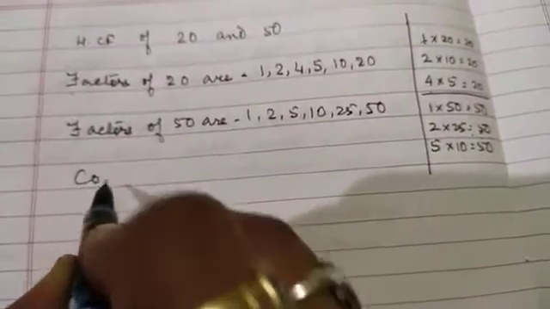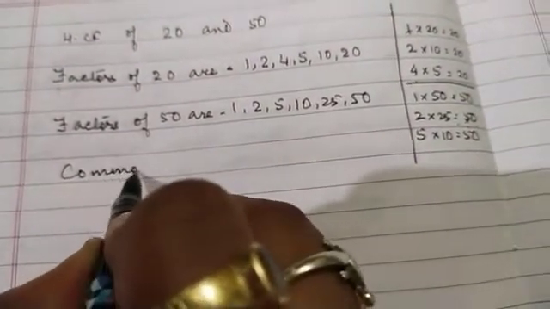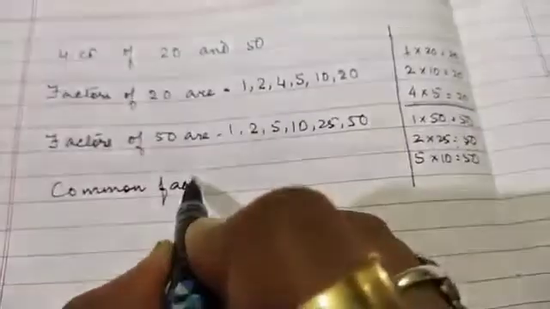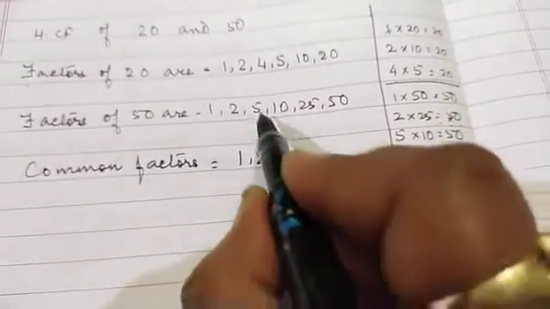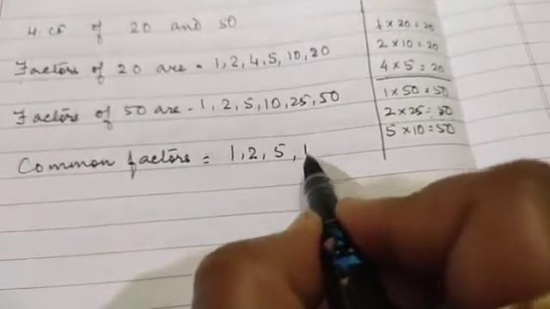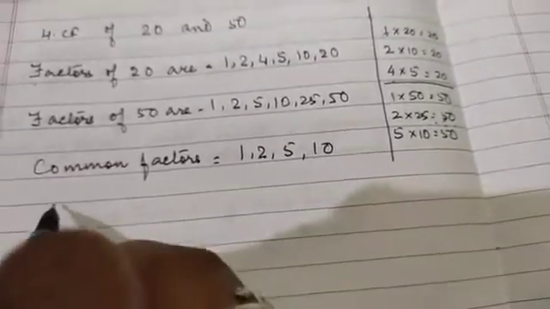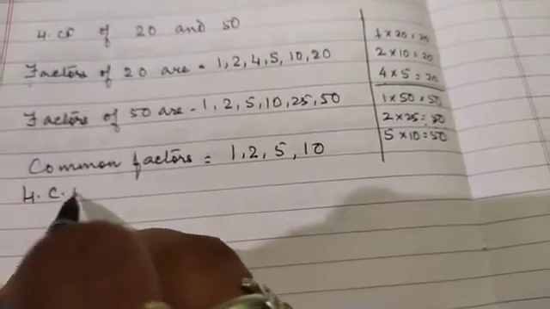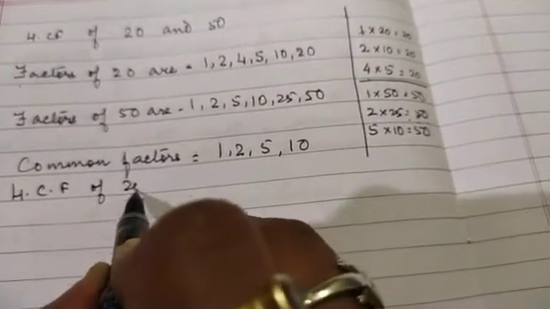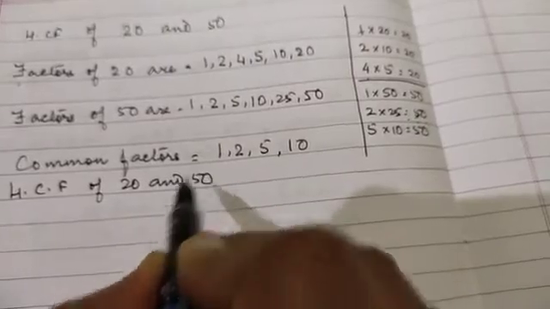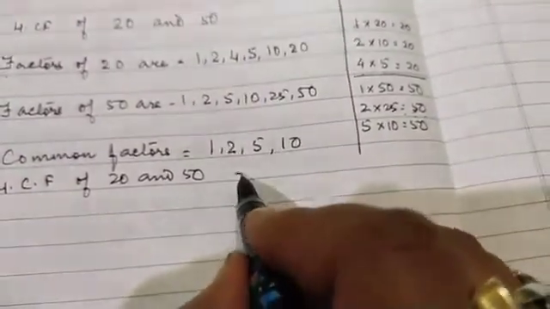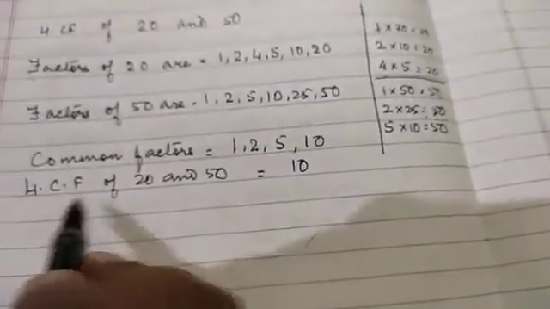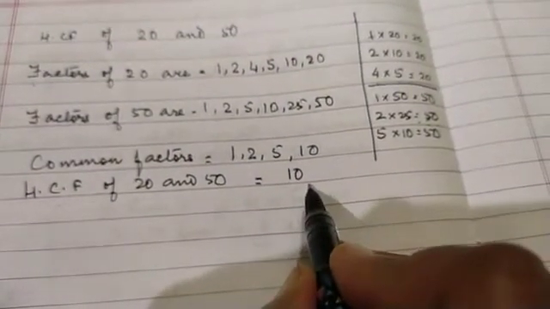Then we are going to write the common factors. Common factors are 1, 2, 5 and 10. Then what is the highest common factor of 20 and 50? 10 is the greatest number, so that is equal to 10. So HCF of 20 and 50 is 10. I hope this is clear.